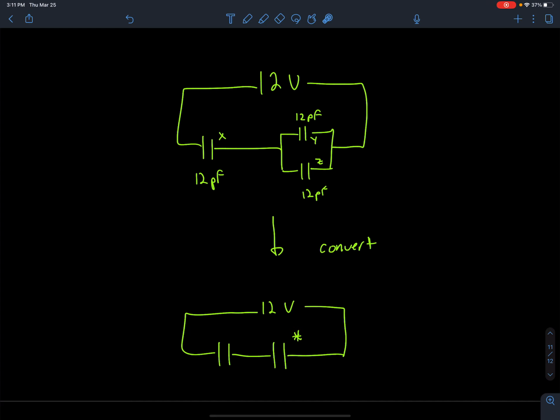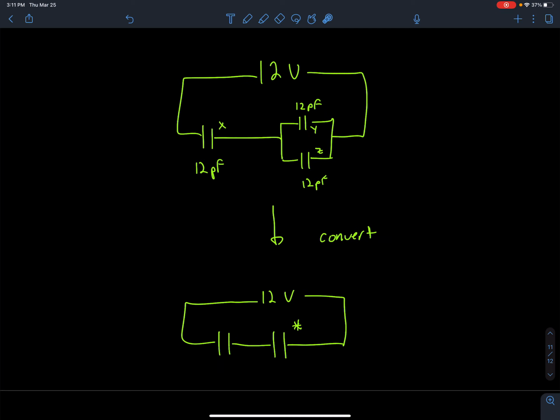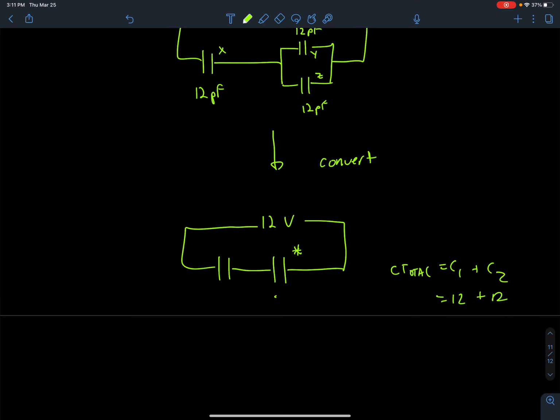So I have to distill this out. I'm going to turn this into a quasi-capacitor of its own. This is a parallel circuit, so how can I treat that? Well, the C total of a parallel is equal to C1 plus C2. So that's easy. 12 plus 12. This is 24 picofarads, and this is 12 picofarads, X.